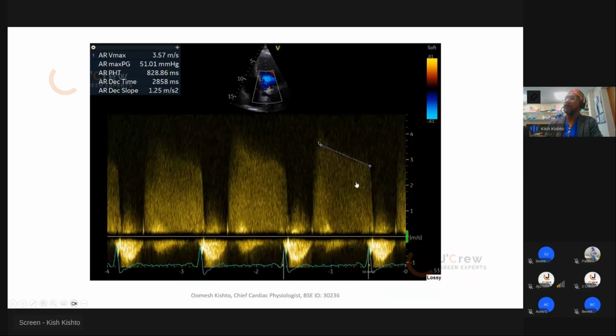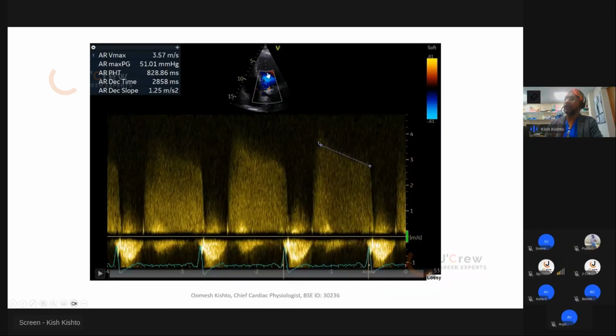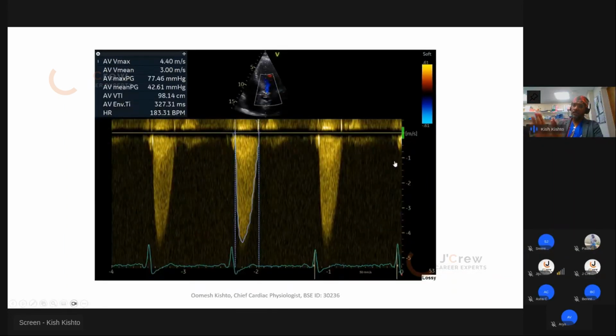Apologies, AR. So in that image, I could see the AR clearly, and then I put my CW to measure it, and according to the pressure half time it is mild. Okay, so make sure you optimize, you have a big, long sweep, and then you can measure your AR a bit better. So that's good. In this image, we had dual pathology in terms of AS and AR. So we look at this.